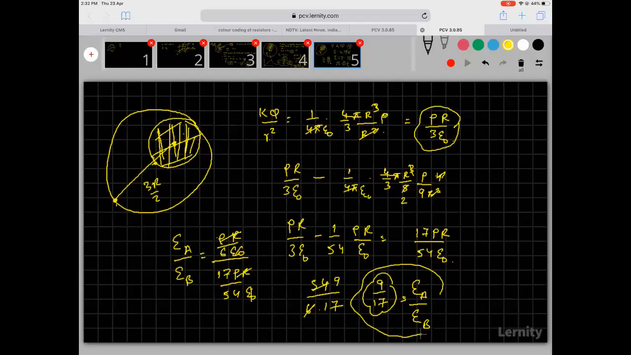I hope you understand the application, I mean how we applied this. Okay. So for all this to happen, this must be an insulator. Only if it's an insulator, it would work out.